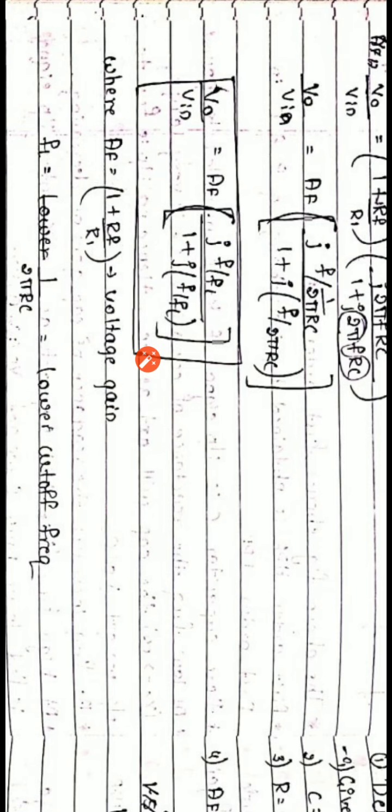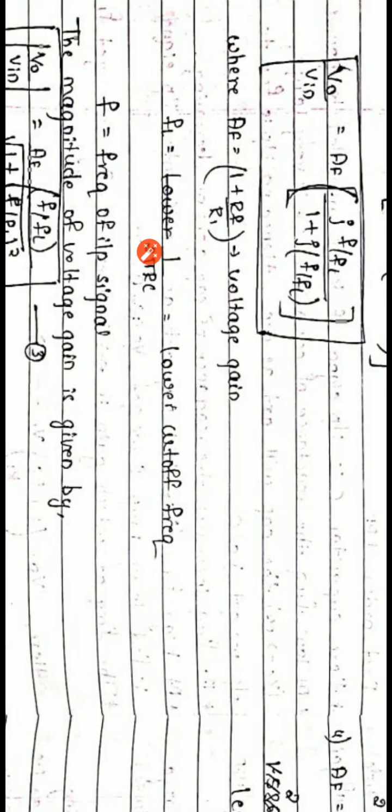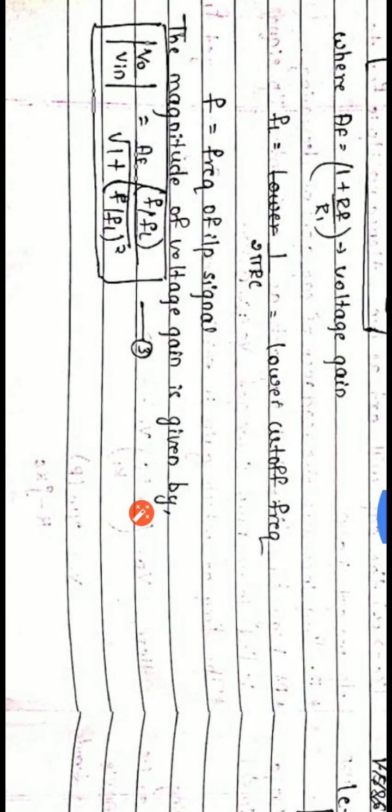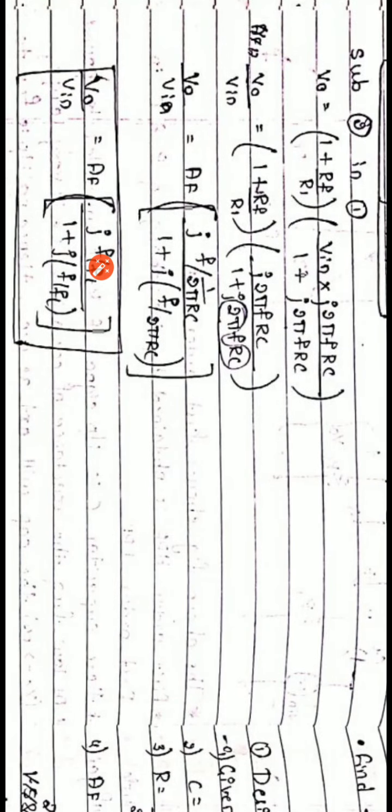So now in this, AF is nothing but the gain 1 plus RF by R1, FL is nothing but the lower cutoff frequency, and F is nothing but the frequency of the input signal. If I take the magnitude, it is the square root of A square plus B square. Instead of A square plus B square, I have taken the denominator with the root of 1 plus F by FL whole square. Magnitude of minus J whole square becomes 1, so that's why it can be written as 1 plus F by FL whole square itself. So this is about the high pass filter with first order Butterworth.